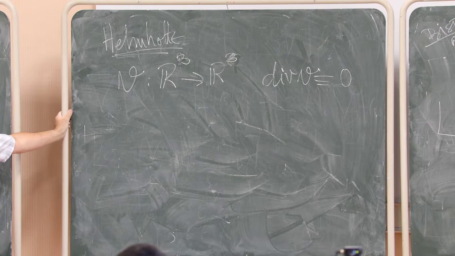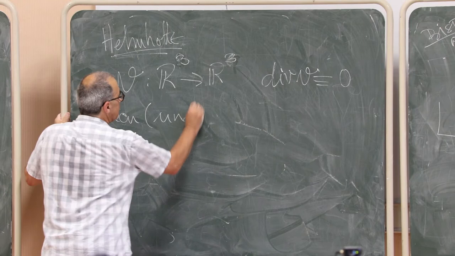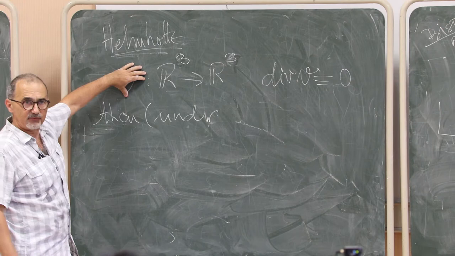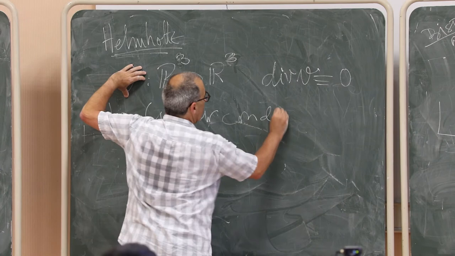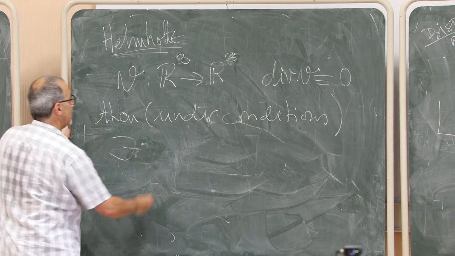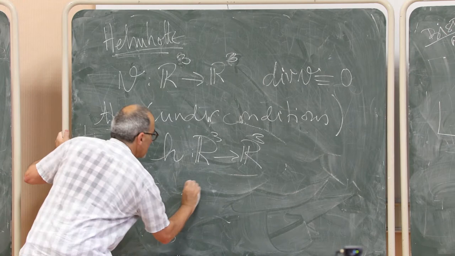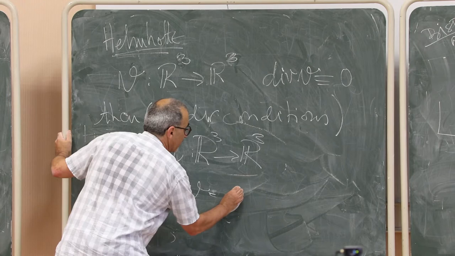Okay, mostly yes. So this is a divergence-free vector field. Then, under conditions of not-fast increase of V, some tameness conditions on V, there exists a vector field, let's call it H, from R3 to R3, such that V is the curl or rotation of H. I don't know which notation you use; I usually call it curl of H.